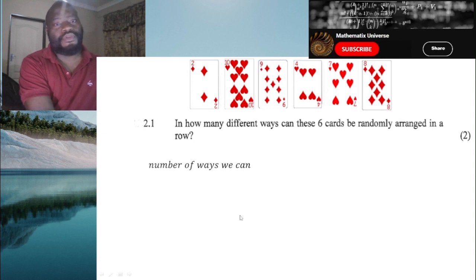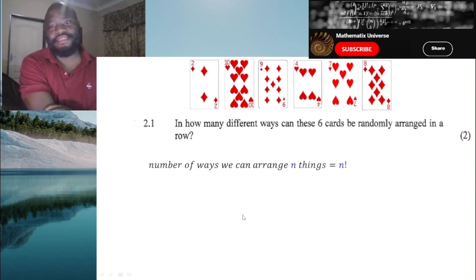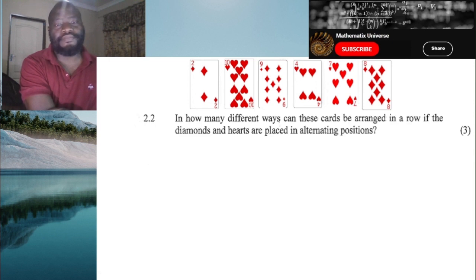Okay, so the number of ways we can arrange n things is n factorial. So here we have 6 different cards, which means we're just simply going to take 6 factorial, then that will be the answer. The answer is 720. Next question.